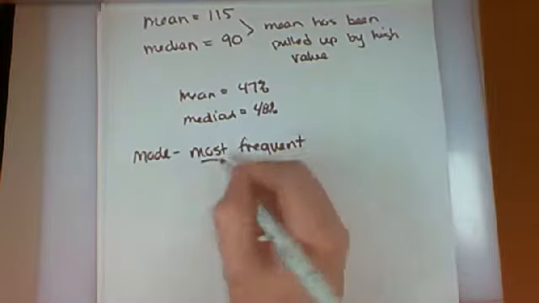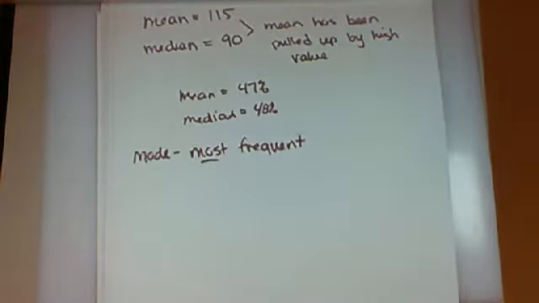The number that comes up the most. Now, sometimes you won't have one, because every number will just come up one time. You won't have anything that comes up more than once. But it's the number that comes up more often than anything else. And the reason this one is most useful is because this one has the most applications.